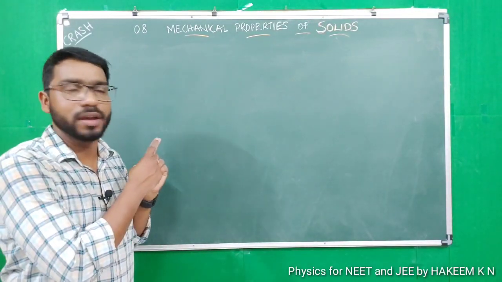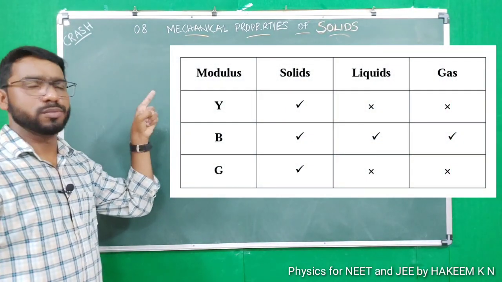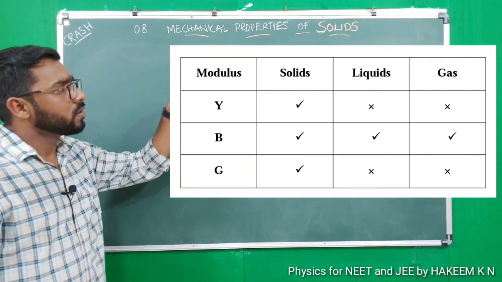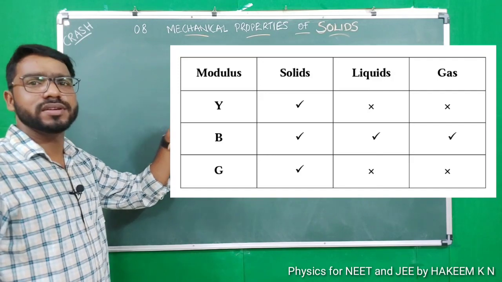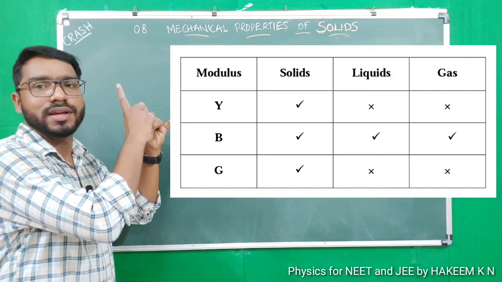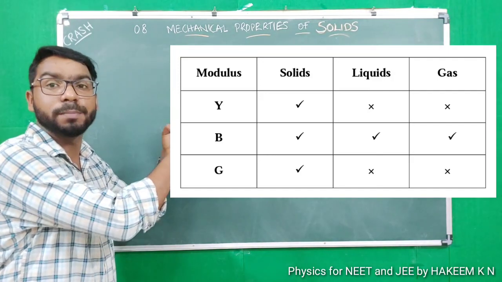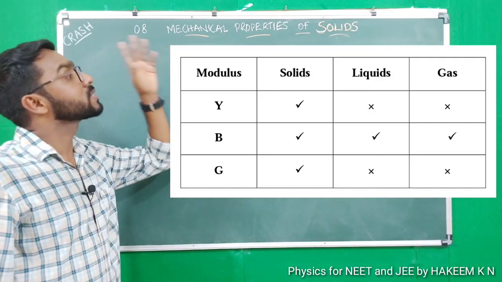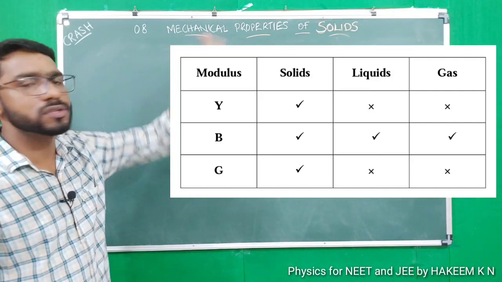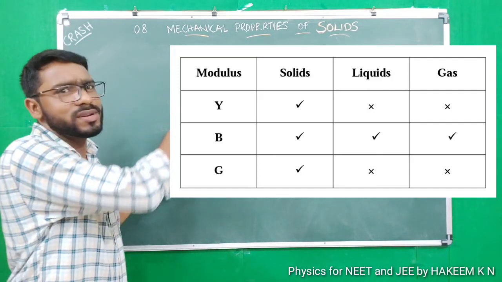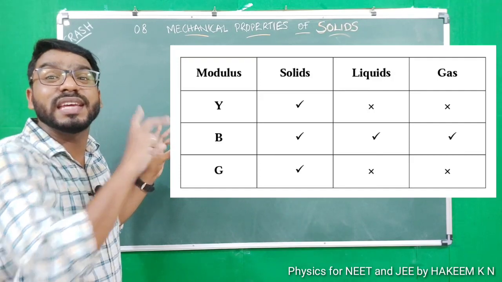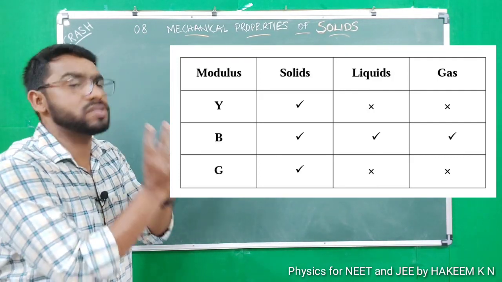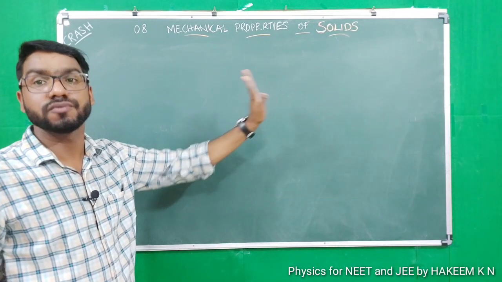You can see a table here: Young's modulus, bulk modulus, rigidity modulus; solids, liquids, gases. For solids we can change length, volume and shape using a stress. So we can discuss bulk modulus, Young's modulus and rigidity modulus for solids. And for liquids and gases, we can discuss only change in volume using a stress. No length and shape is defined for liquids and gases.